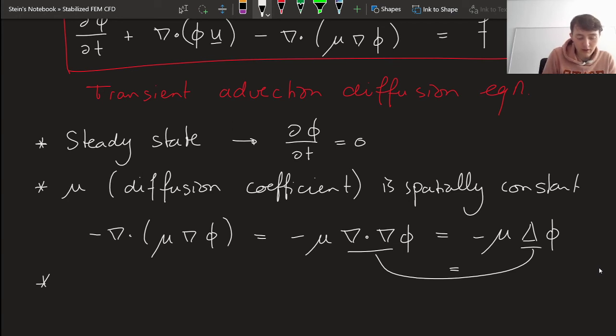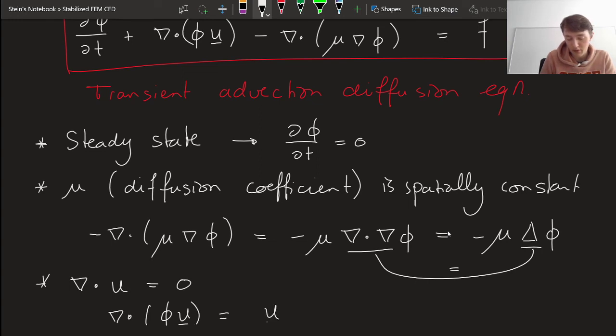And as a last assumption, what I'm going to state is that the divergence of u is equal to 0. Now, how does that affect my equation? That means that the divergence of phi u is going to be equal to u dot the, sorry, not the divergence, the gradient of phi. You can test this out yourself by using index notation, but this will become an identity when the divergence of u is equal to 0.